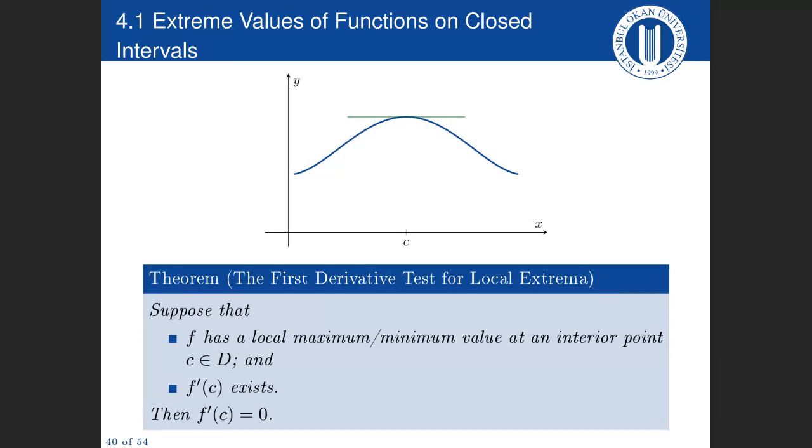Then the theorem says the derivative of f at c must be 0. If we're at a local maximum, the derivative, if it exists, must be 0. If we're at a local minimum, the derivative, if it exists, must also be 0.